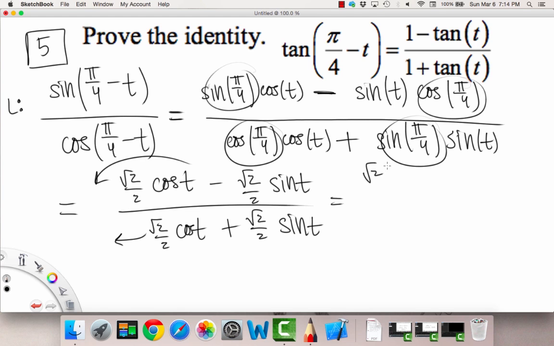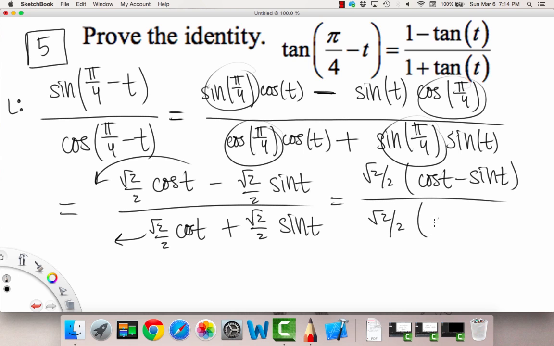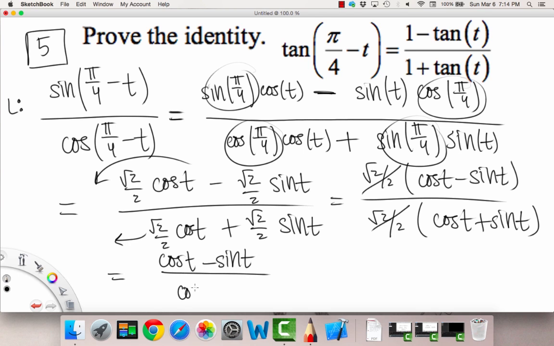So let me just write that out so we can see what's actually going on. If we factor that out of the top, and we can also factor out that same radical 2 over 2 from the bottom, okay? So those cancel out on the top and bottom, so we don't have those anymore. But now we're down to cosine t minus sine t over cosine t plus sine t.